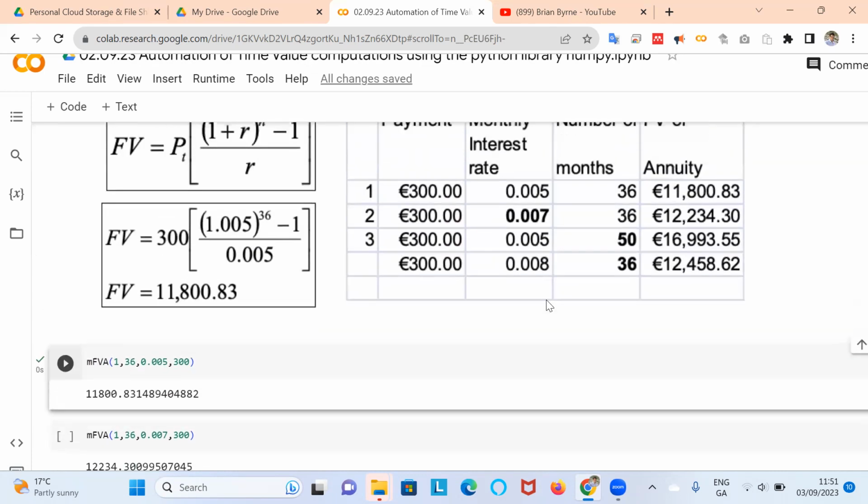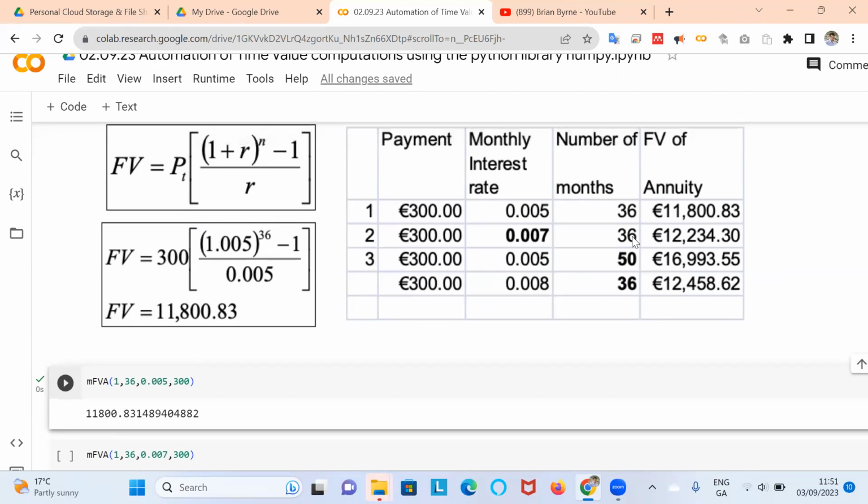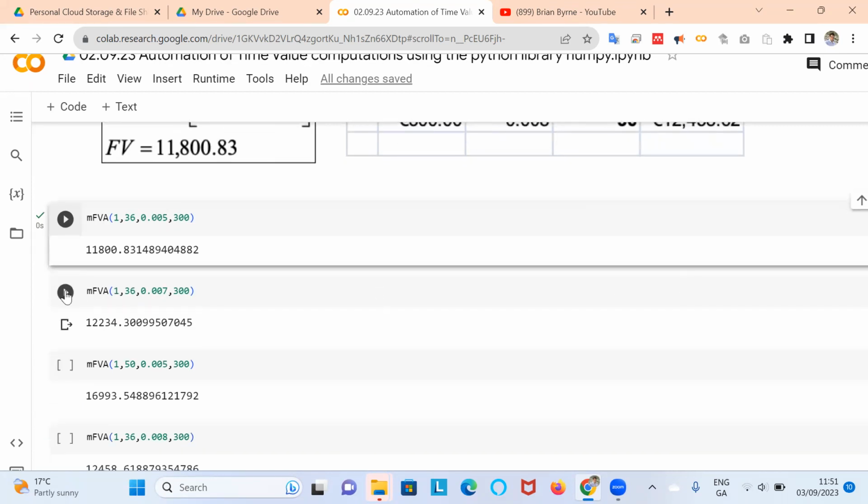And what if we change the figures? I did some of these figures before in Excel. We increase the rate of interest to 0.7% per month. Over 36 months, that's 12,234. What if we go back to the 0.5%, but for 50 months, putting in 300 per month over that term of 50 months, that goes up to 16,993 euros. And if it's 36 months at the 0.8% per month, then the figure is 12,458.